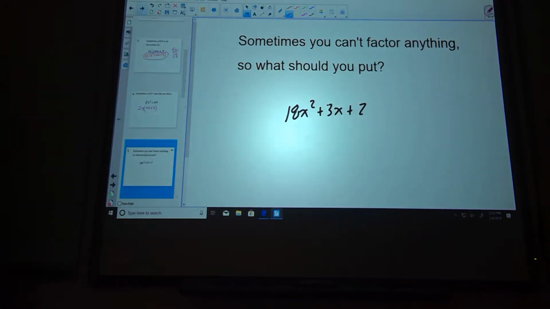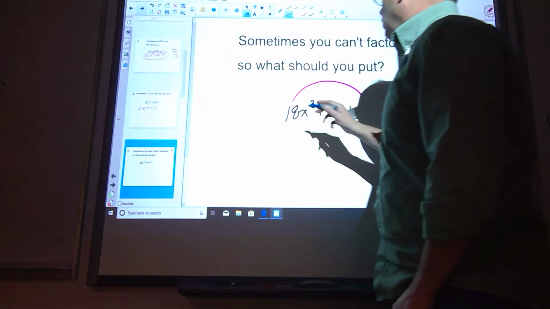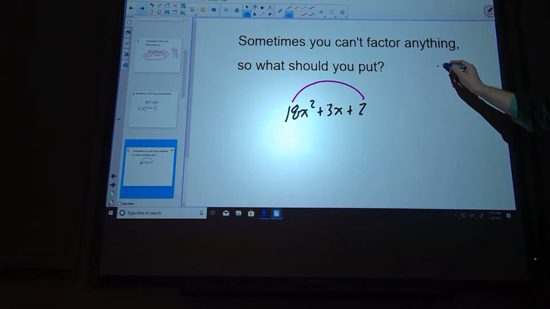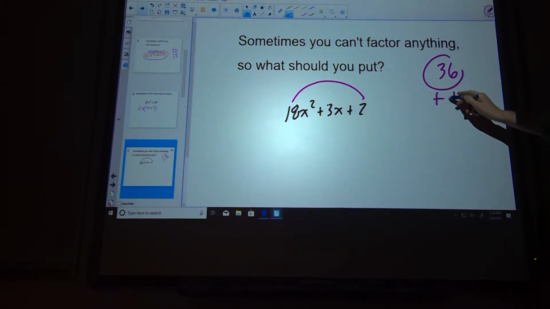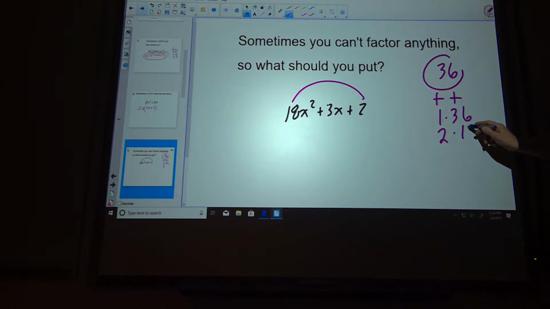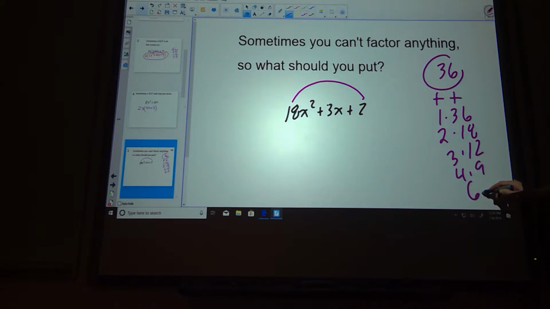All right. What about this one? I have 18x squared plus 3x plus 2. Well, nothing's going to factor out, so my magical number is 2 times 18, which is 36. And because all my signs are positive here, I have to have positive, positive. The factors of 36 are 1 and 36, 2 and 18, 3 and 12, 4 and 9, 6 and 6. Do any of those add together to give me 3?